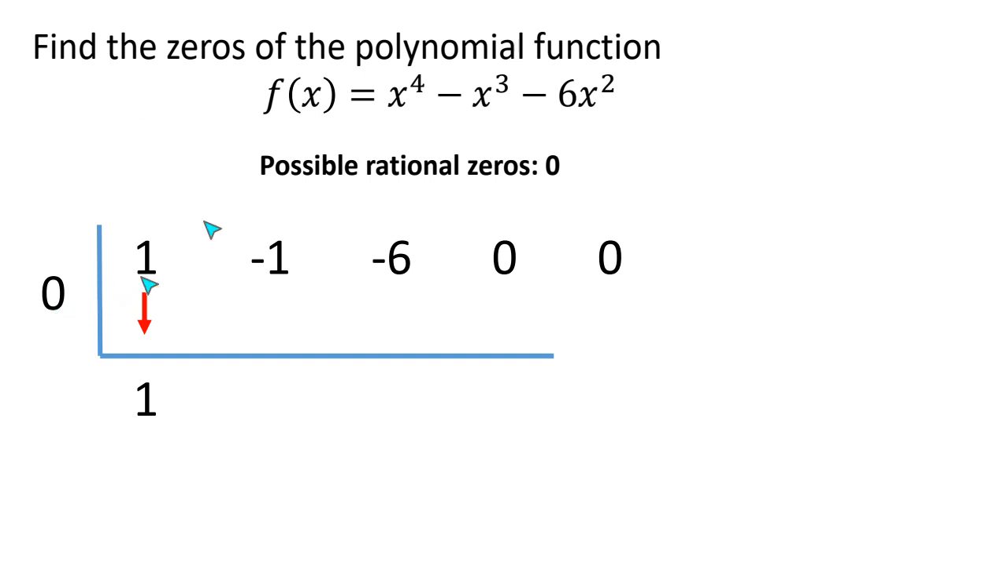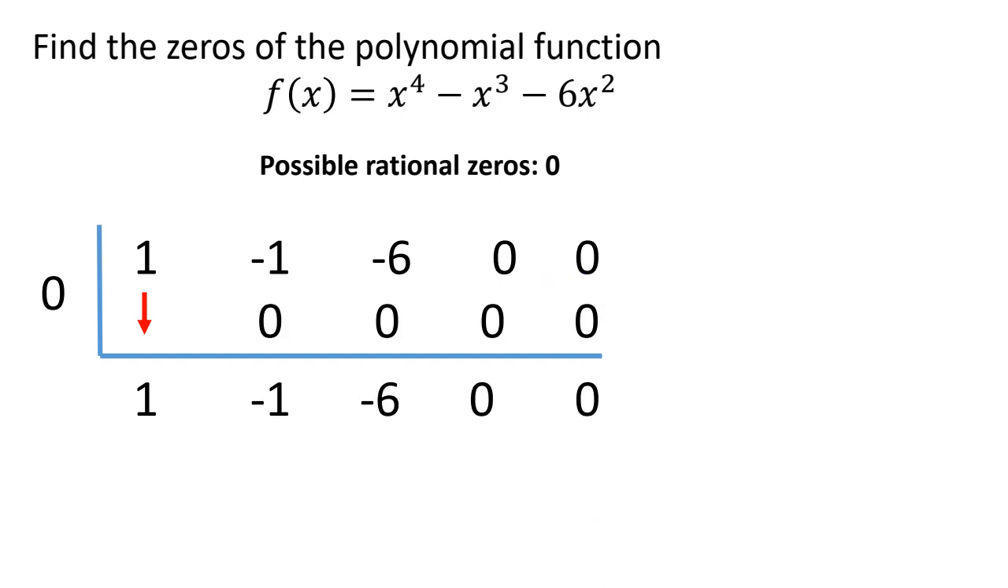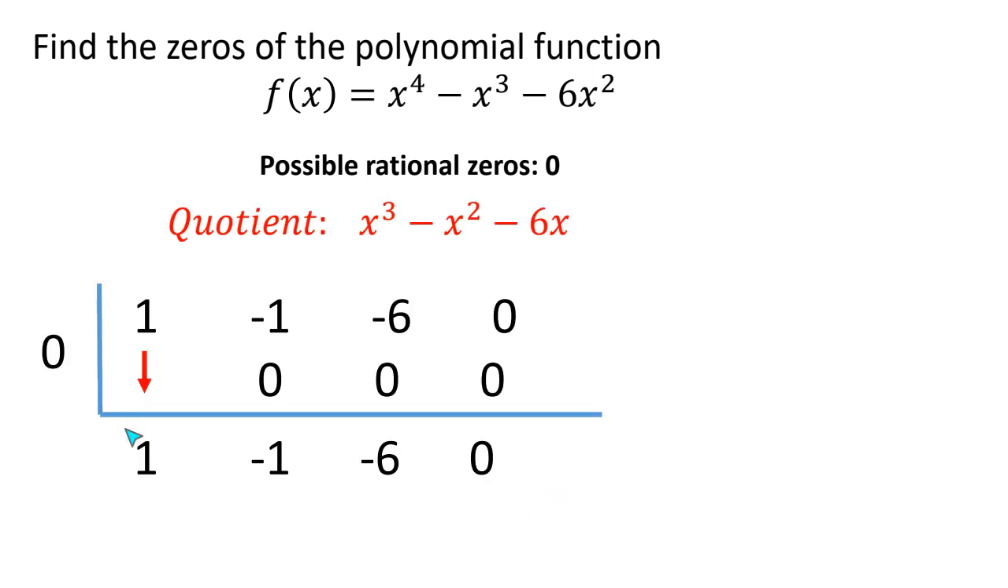So I have my 0 here. I have a 1 for x to the 4th, a negative 1 for x cubed, negative 6 for x squared, 0 for x, and 0 for my constant. If I use synthetic division, I end up with this. Let's get the quotient. I get x cubed minus x squared minus 6x. Notice this is a cube. At this point, you really could factor out an x from here, or you can repeat the process. So I'm going to go ahead and repeat the process.